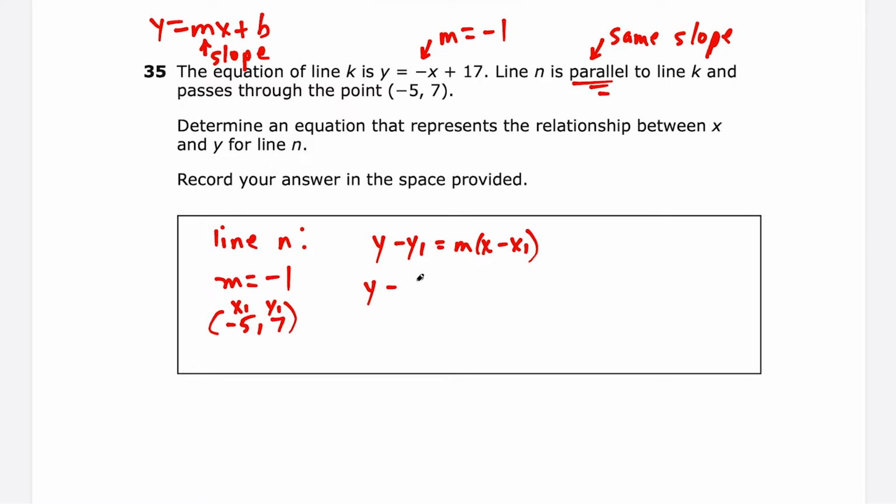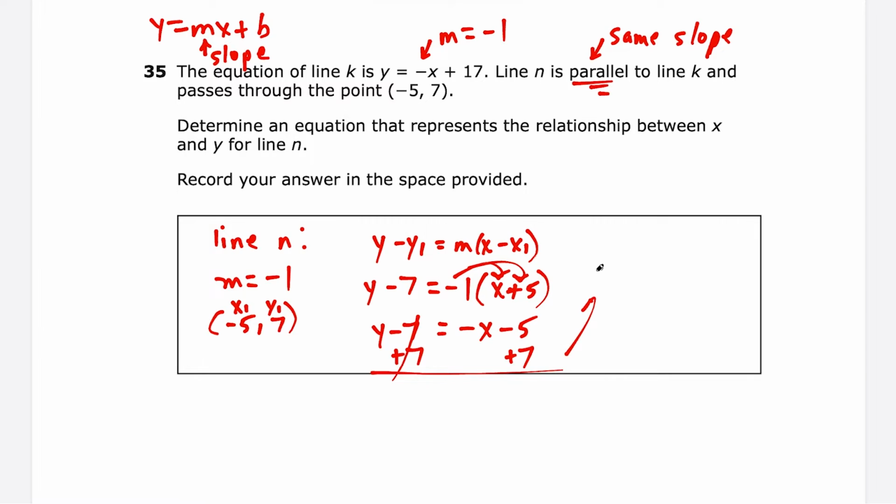And now I just plug in. I have y minus y1, which is 7, equals the slope, which is -1, and then I have x minus -5. I could write minus -5, or I could just write plus 5 here. And now I could distribute the negative, and we're going to get -1 times x is -x, -1 times 5 is -5, and we have y minus 7 equals. So now I'll just do plus 7 on both sides, and this is going to give us our final answer. I'll write it over here. We're going to have y equals -x, and then we do -5 plus 7 is +2, and here is the equation of the line.